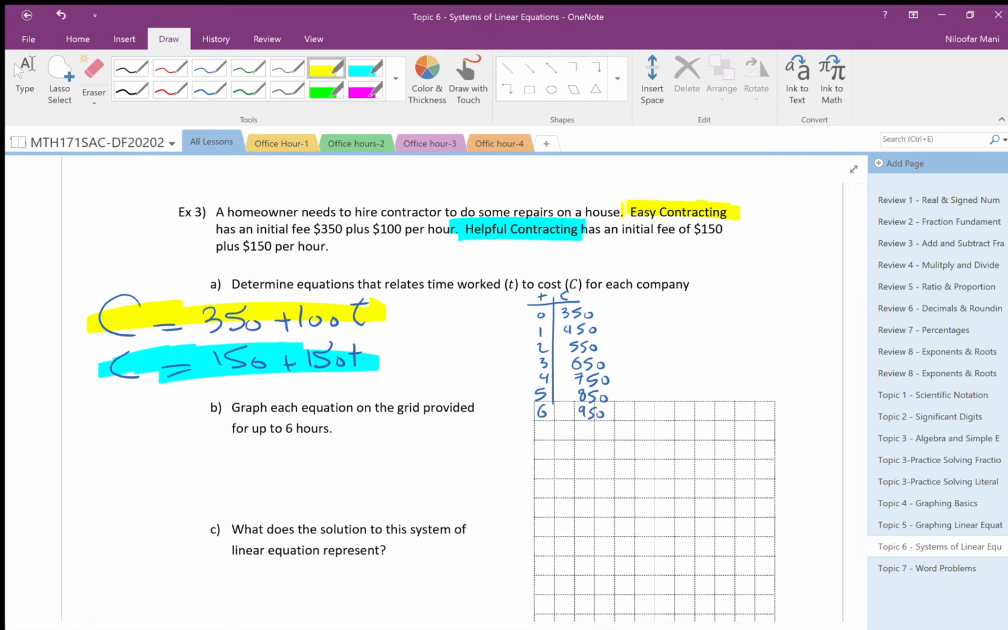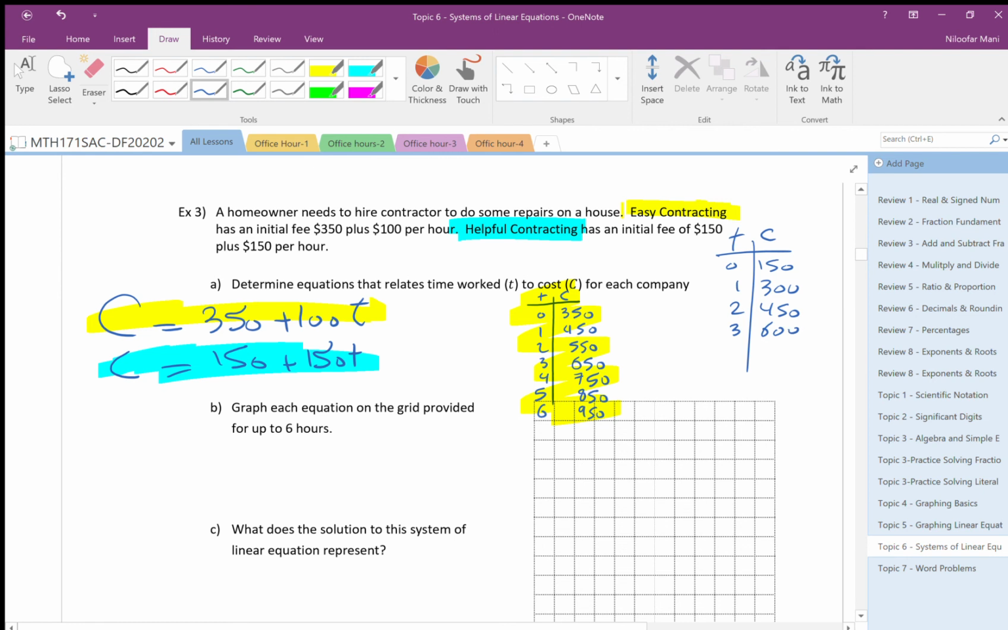How about the other one? Here I can make it yellow. There may be more space here. So T and C, which is helpful contracting. At the beginning you pay 150. After 1 hour you pay 150 plus 150, which is 300. Then at 2 you pay 450, and then at 3 you pay 600.